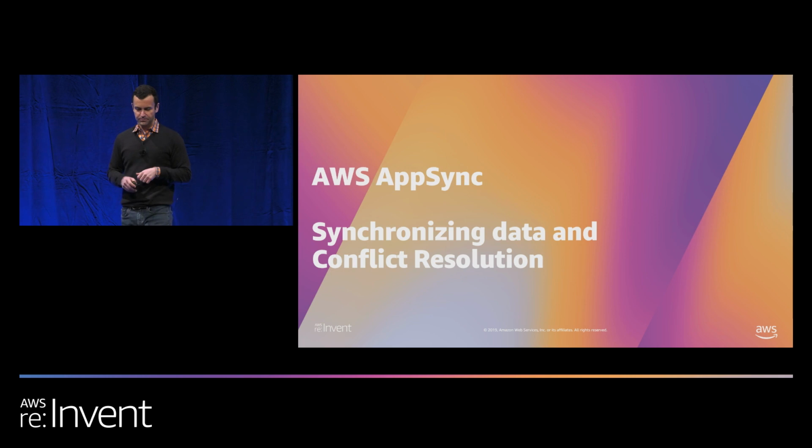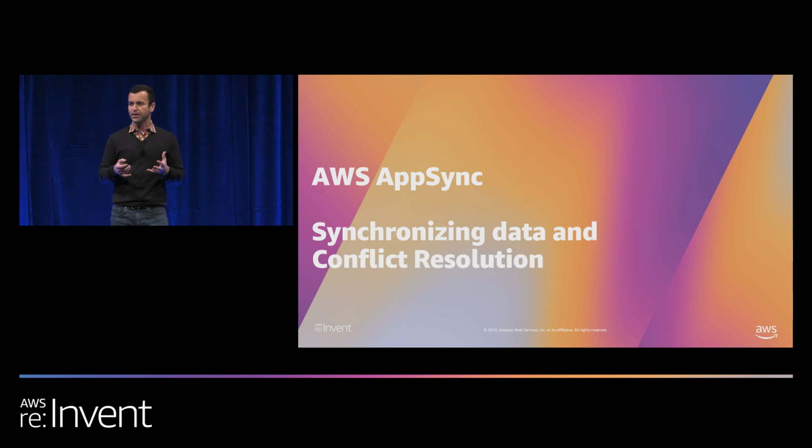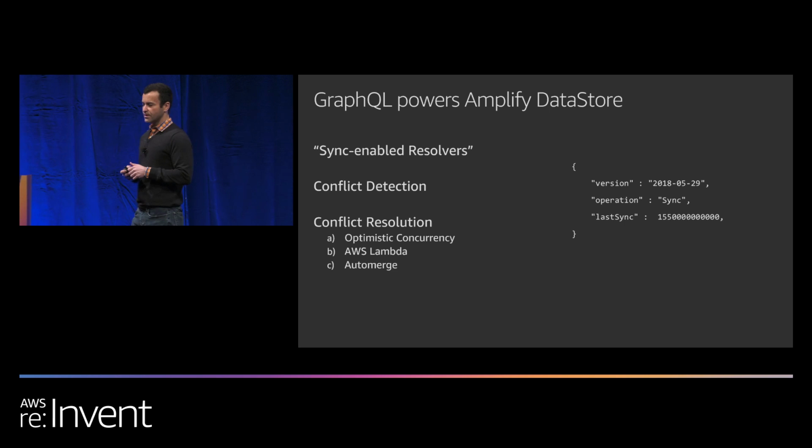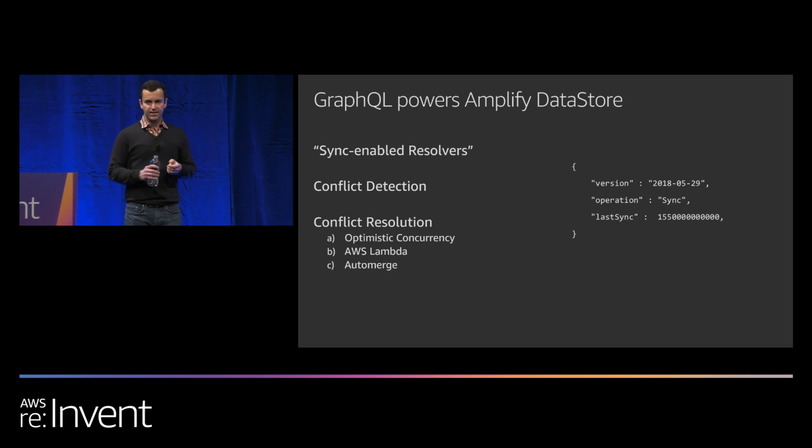All right, so that's the data store side. That's on the client. And now I talked about this being driven by AppSync in the back end and GraphQL really powering the capabilities for us to do some of these things. Let's talk about the changes that we made in AppSync to make this available to you. All right, there's two key things. The first is something that we call sync-enabled resolvers. And through these sync-enabled resolvers, we're able to effectively tag data and do conflict detection and resolution.